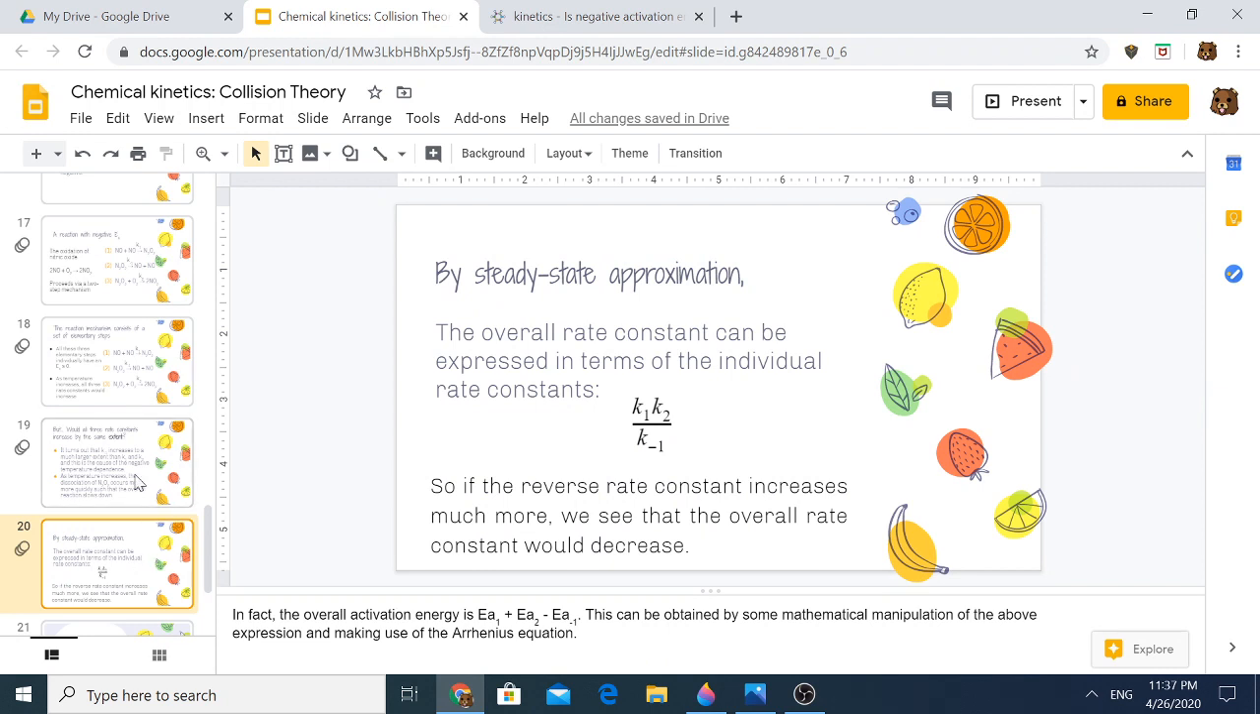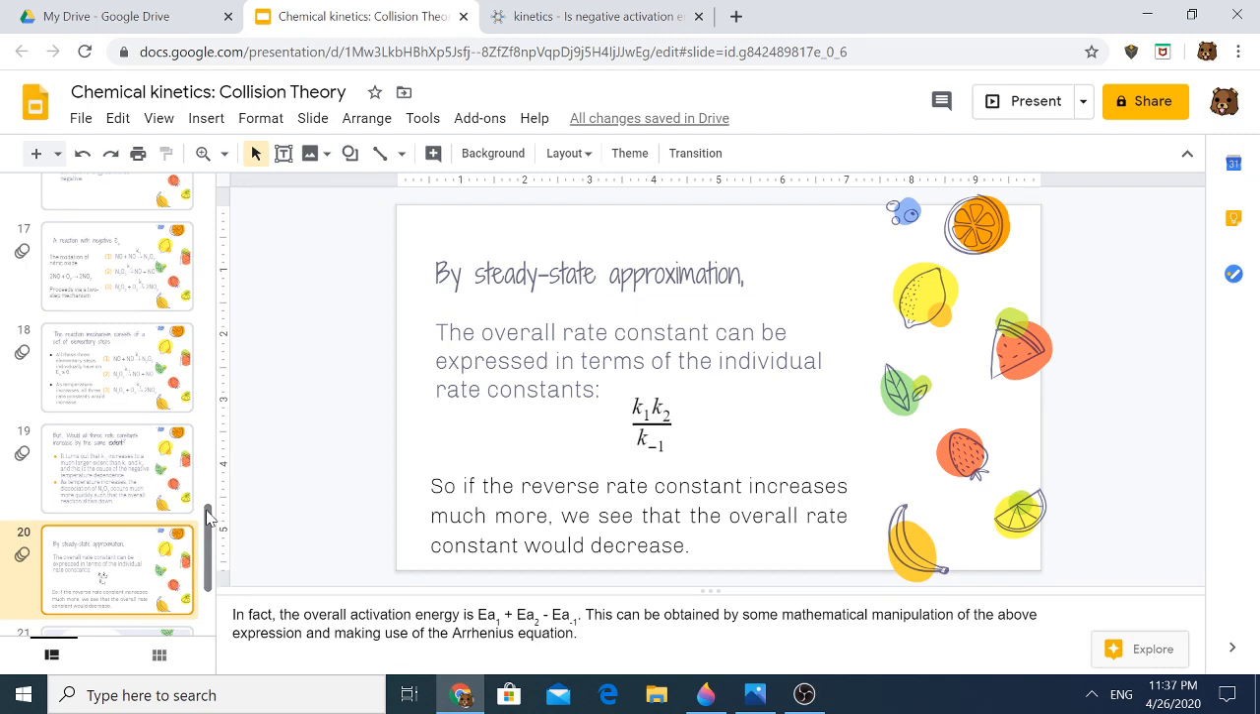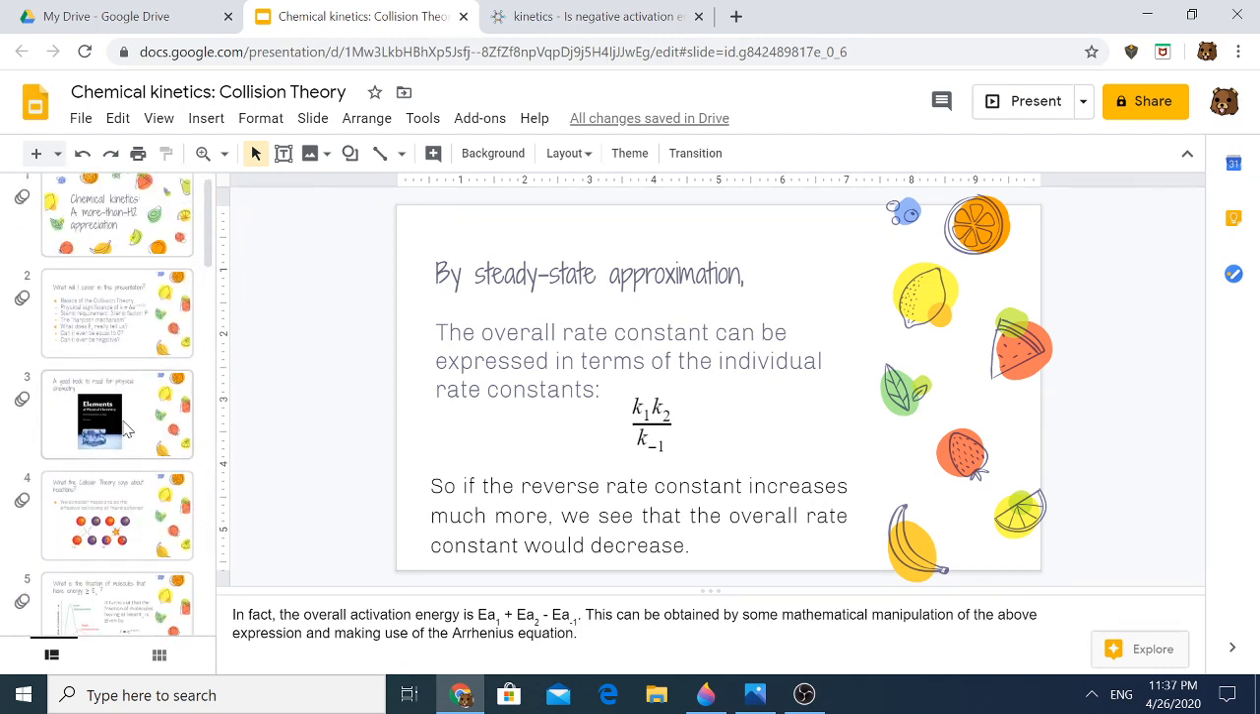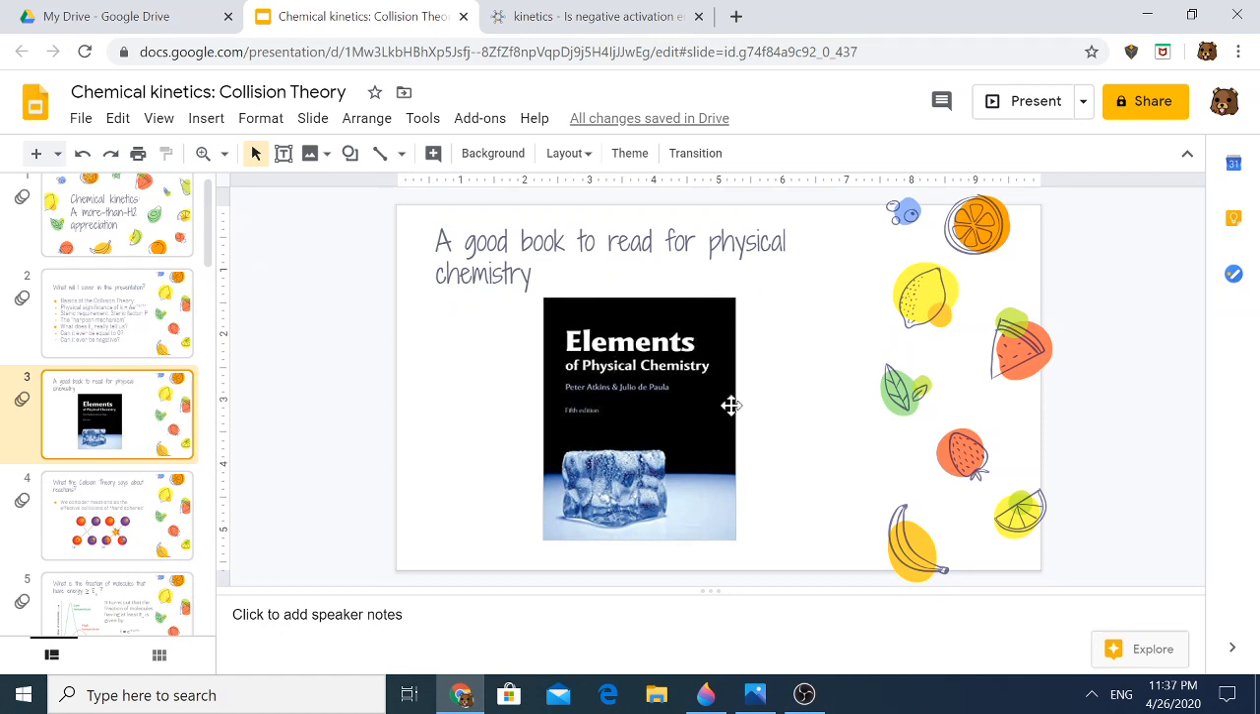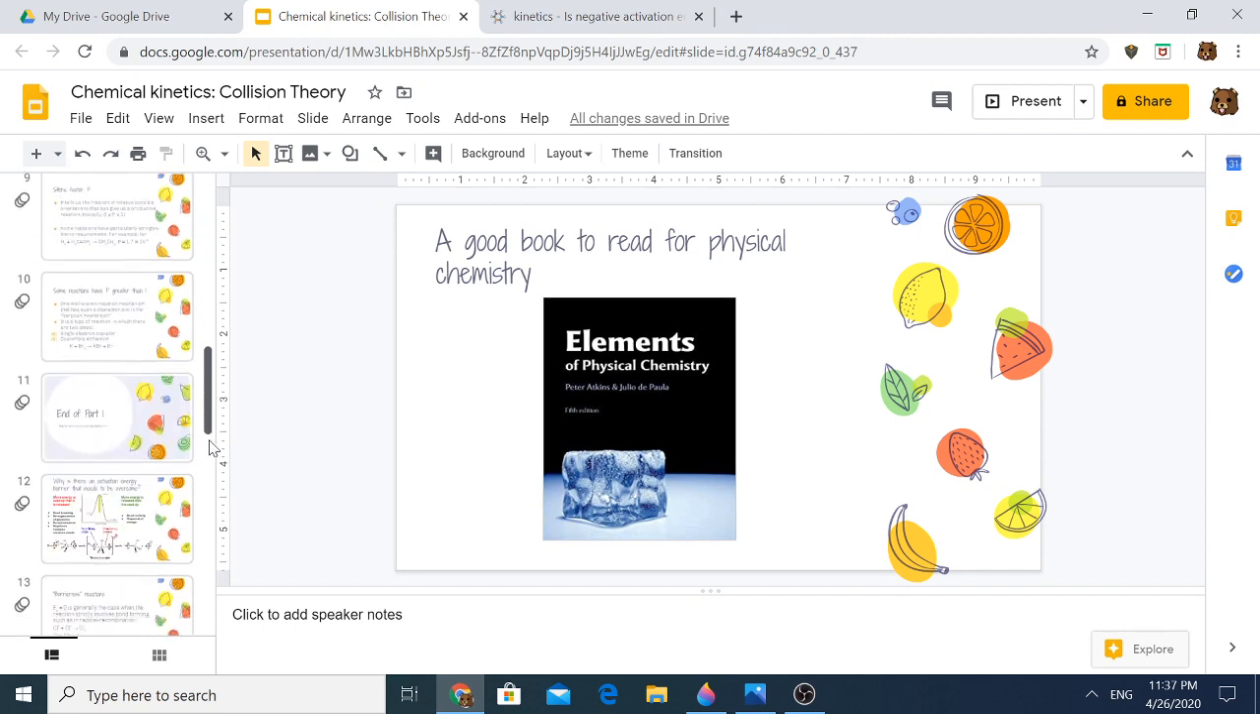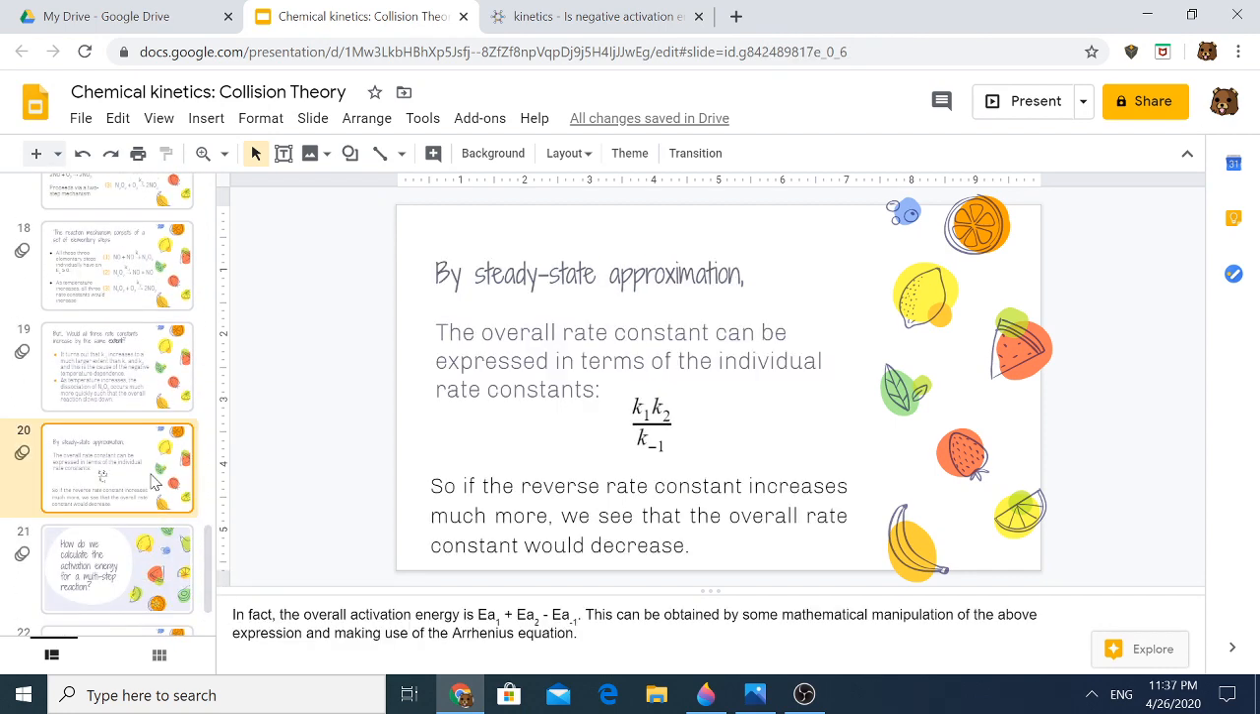So if you perform a particular mathematical treatment called the steady state approximation, which is also discussed in the Elements of Physical Chemistry by Peter Atkins and Julio de Paula, but I will not go through it because it's a bit math heavy, I will just say that by the steady state approximation, it is possible to find that the overall rate constant for the overall reaction can be expressed in terms of the individual rate constants for the individual forward and backward steps, and it turns out that it can be expressed as k1 k2 over k negative 1.